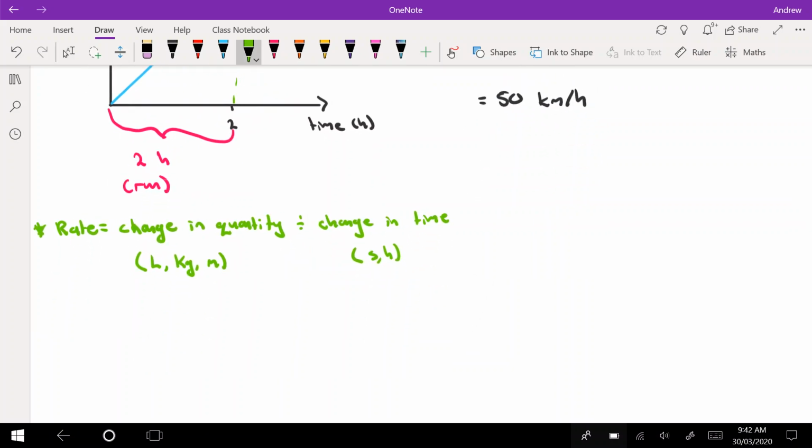Then probably the most important part of today is this part here. The gradient gives you the rate. So the gradient is a rate of change on itself. It's the rate of change of y compared to x. And so if we need the rate of change of just any line, we find the gradient. The gradient gives us the rate.